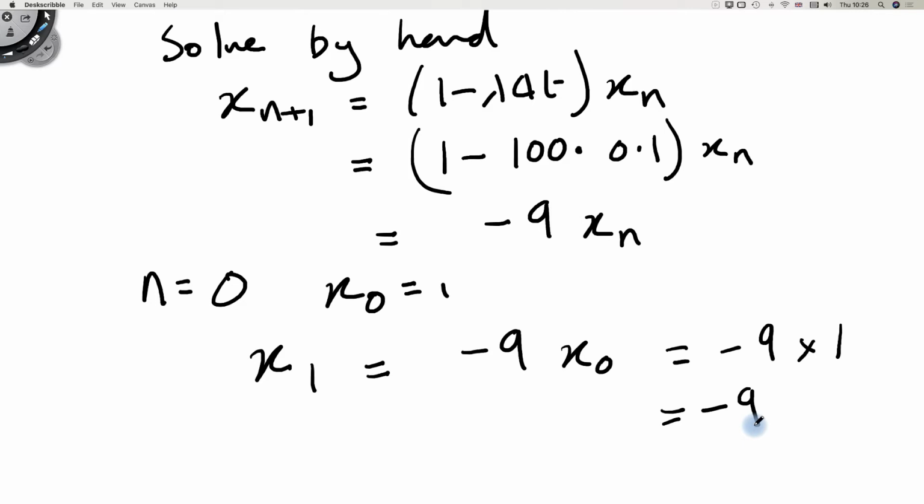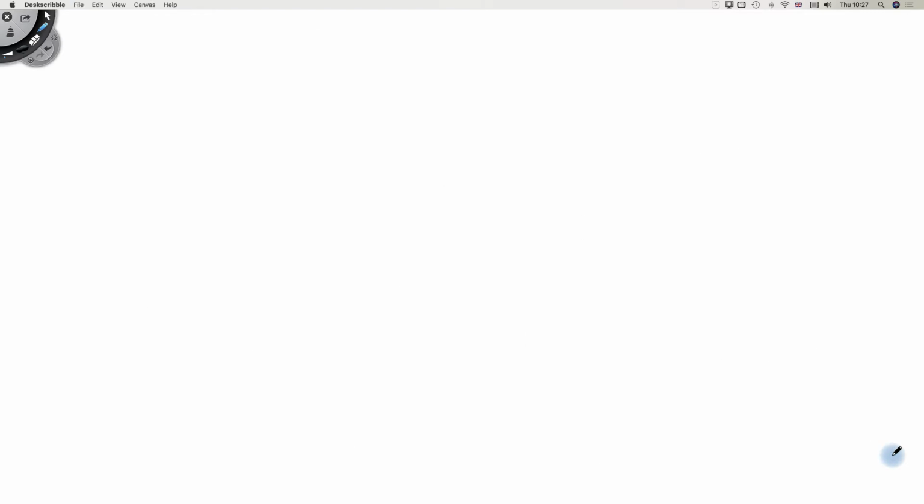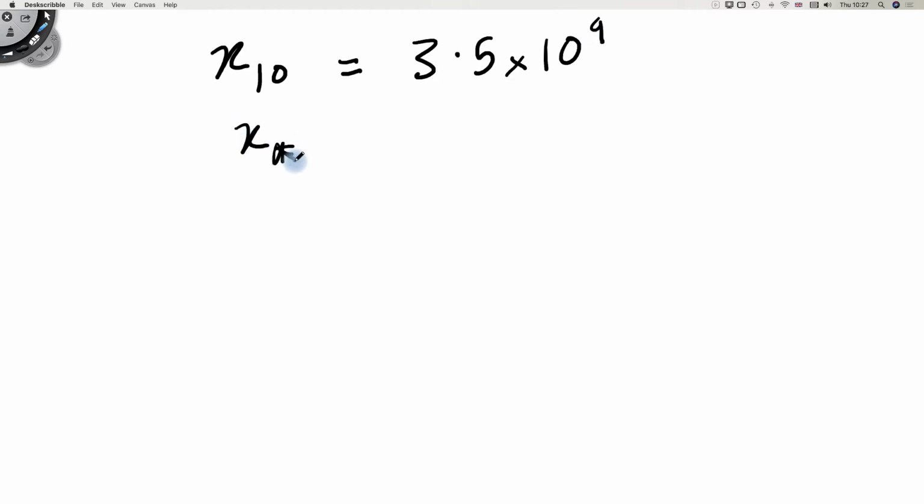And if we were to iterate another 9 times, this is where your coding comes in, or you can just multiply by minus 9 as you calculate it 10 times if you want to do that. We then get x10. After 10 iterations, we have x10 is 3.5 times 10 to the 9. So the numerical solution is huge, but the true solution is much smaller. Let's just write that down again. x of 10 equals 3.5 times 10 to the 9. But x star is obviously, we just plug in t equals 1.